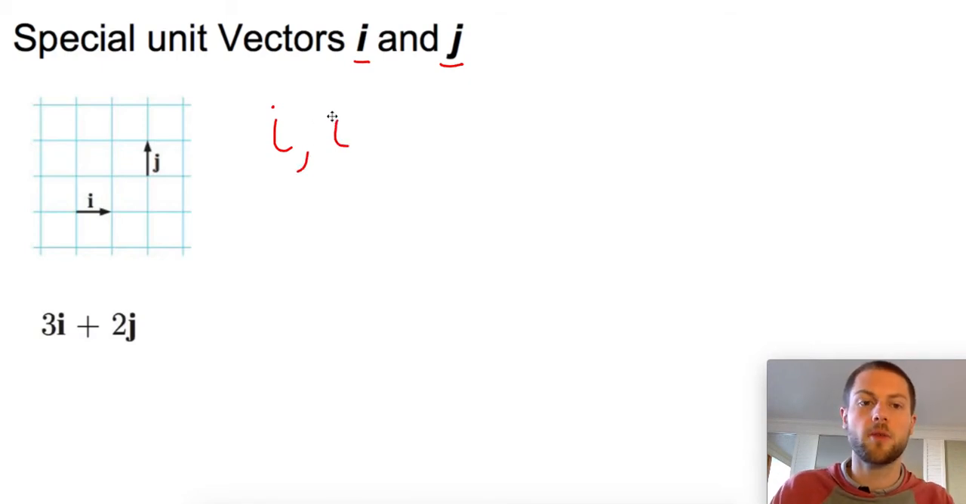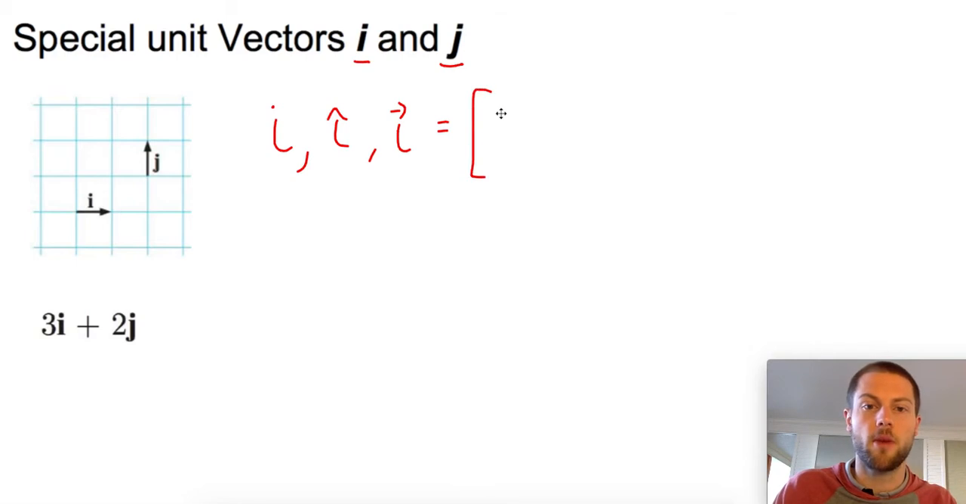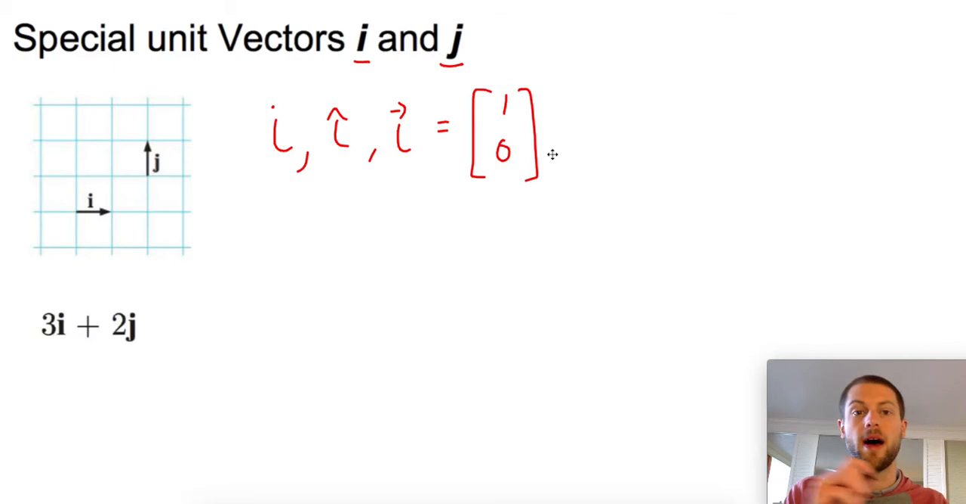So what sometimes people do is they'll put a little hat over it, or they can just write an arrow over it. I might bounce between all of these. I'm partial to the I with the hat because that's what I was taught, but I'll try to get all of them in there from time to time. Anyways, this vector I is defined in component form as 1 unit in the positive x direction and 0 units in the vertical direction.